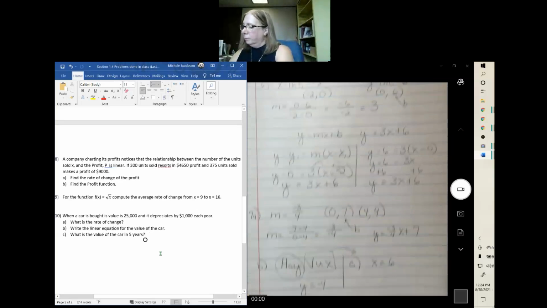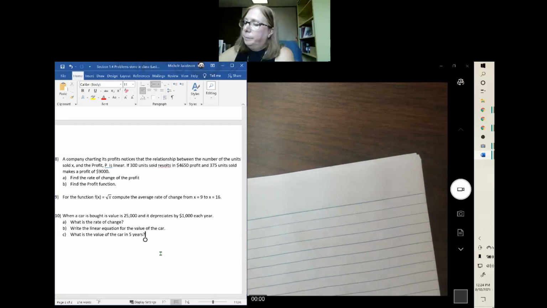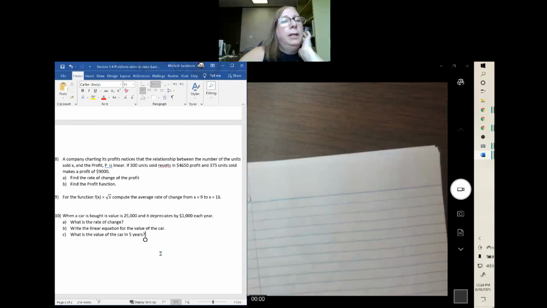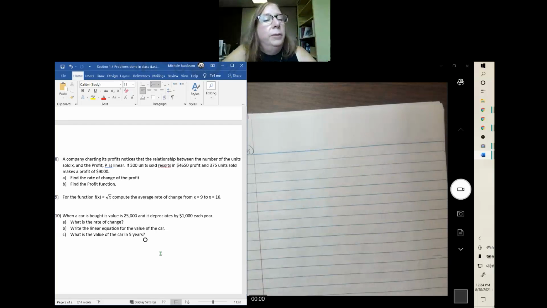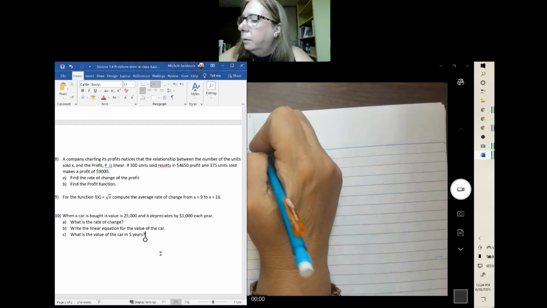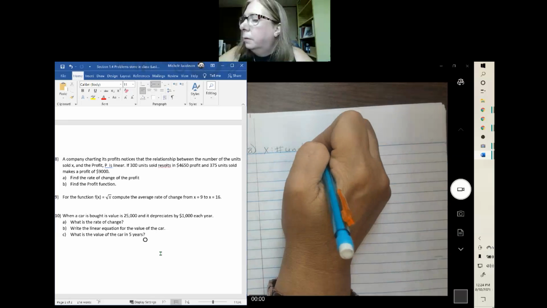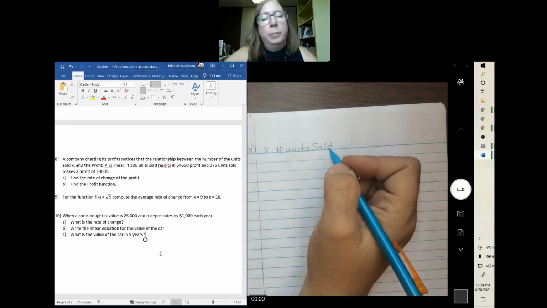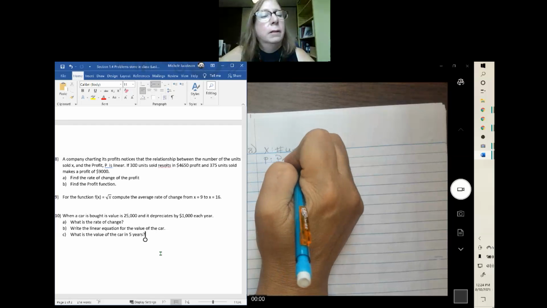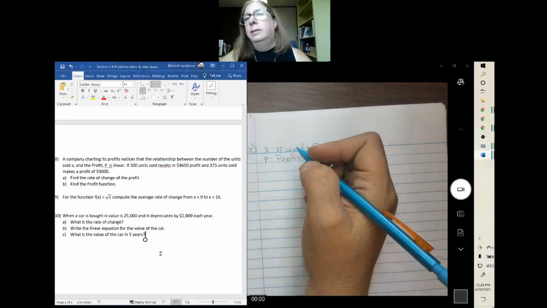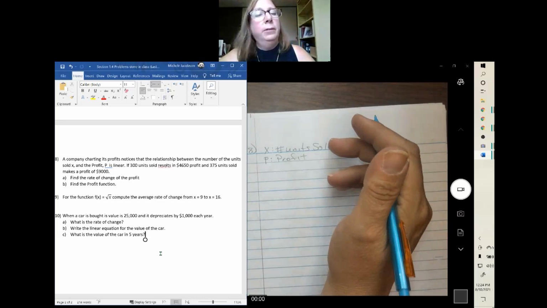Maybe I can fit the whole problem. Number 8. A company charting its profits notices that the relationship between the number of units sold, x, and profit P is linear. That means y equals mx plus b form. It can be a straight line.